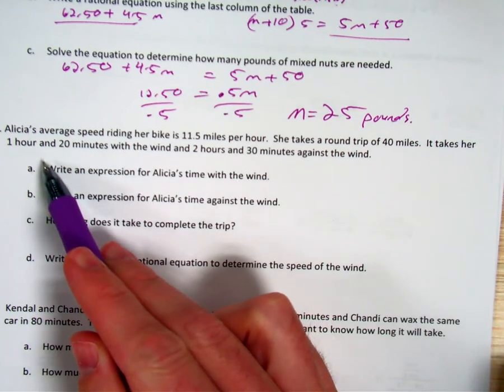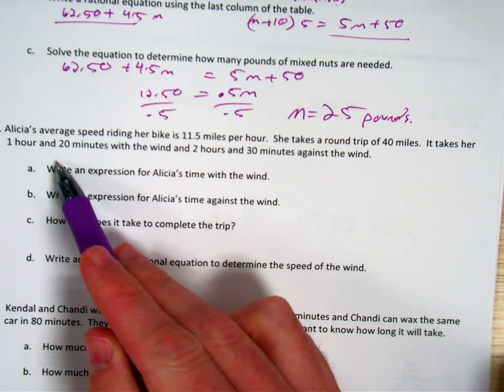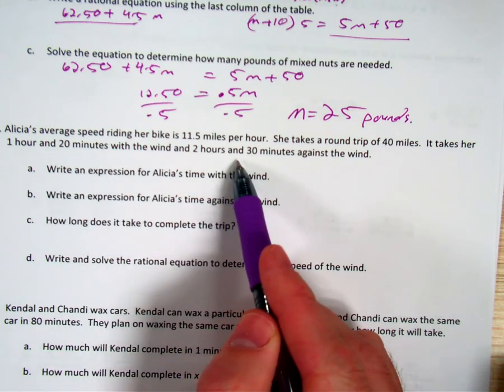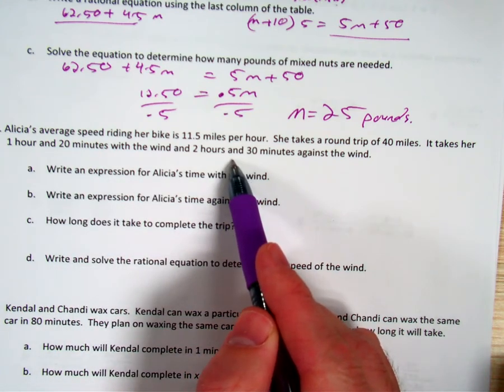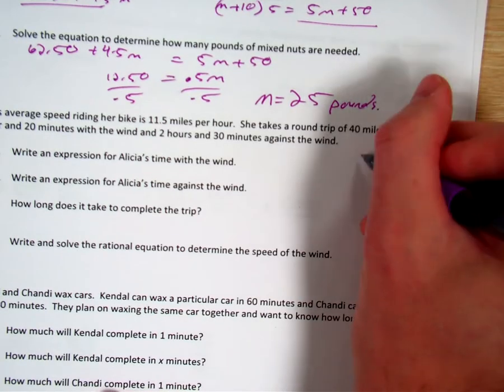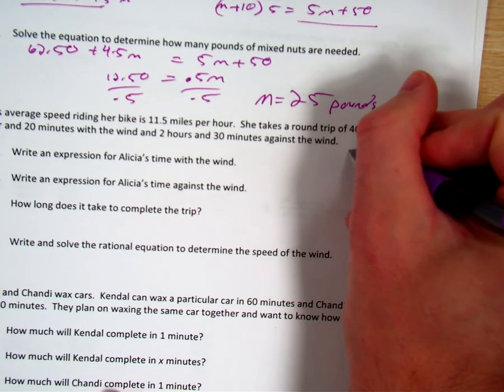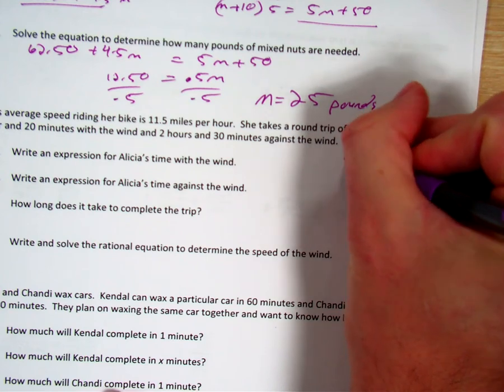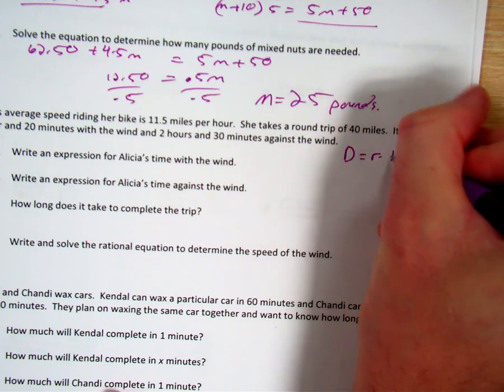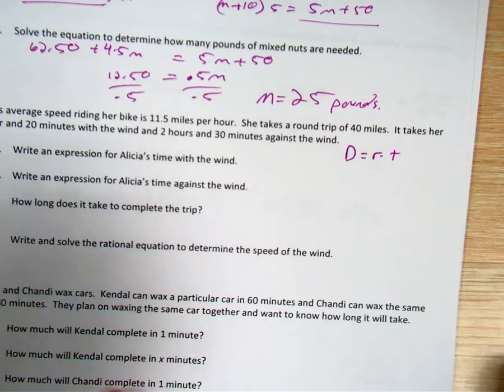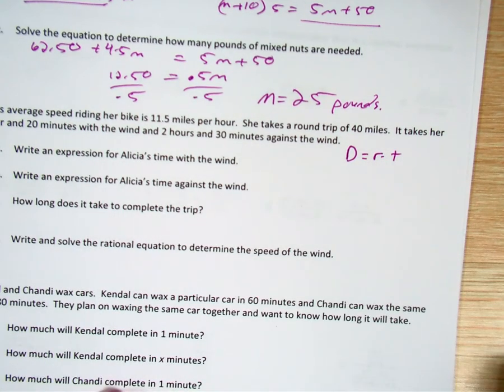It takes her 1 hour and 20 minutes with the wind, and 2 hours and 30 minutes to go the same distance against the wind. Okay, so this might require knowledge of a certain formula called DIRT. D equals R times T. Distance equals rate times time.